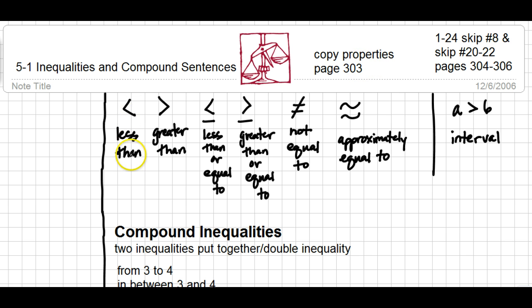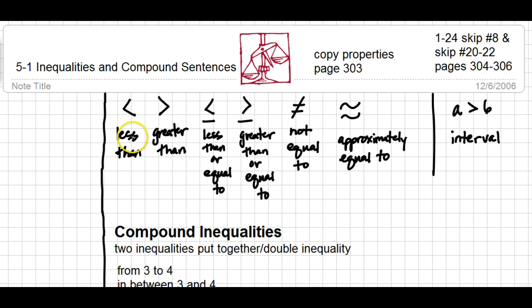Let's begin by just reviewing all 6 of the inequality symbols that exist: the less than symbol, the greater than symbol, the less than or equal to, greater than or equal to symbols, the not equal to symbol, and the approximately equal to symbol. So these are the 6 inequality symbols that students should be comfortable naming and knowing, in particular being able to identify the difference between less than and greater than.